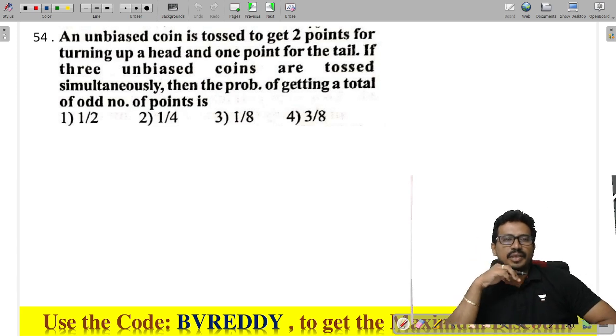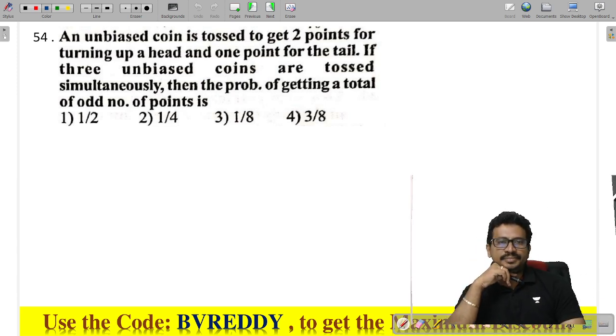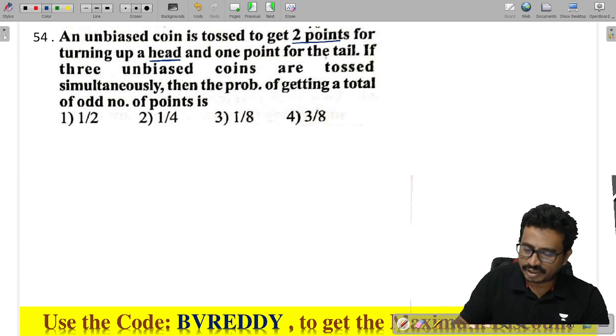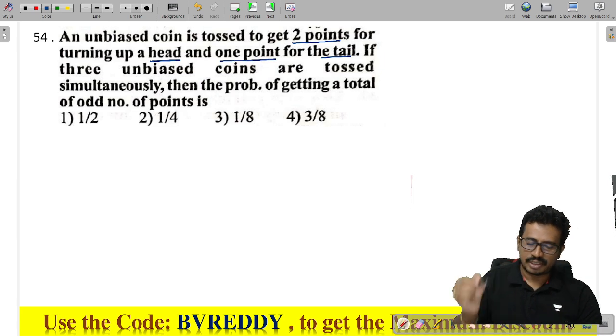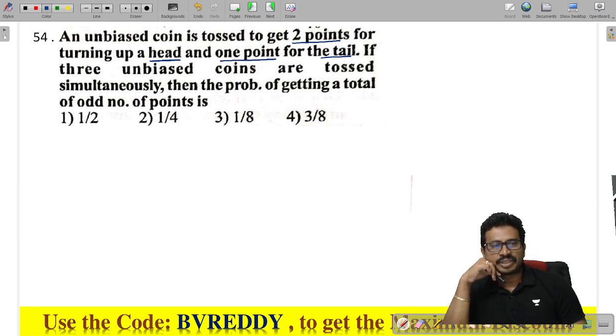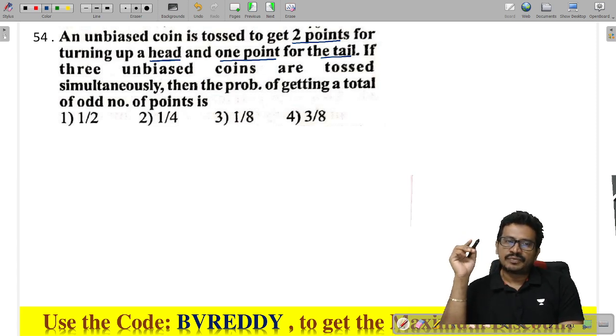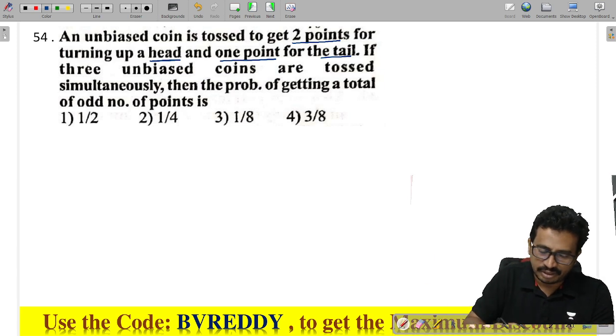Next, an unbiased coin is tossed to get 2 points for turning up a head and 1 point for tail. So that means when you toss a coin, if the head appears, you will get 2 points. For head you will get 2 points, and for tail you will get 1 point. If 3 unbiased coins are tossed simultaneously, the probability of getting a total of odd number of points, we need to get odd number of points.